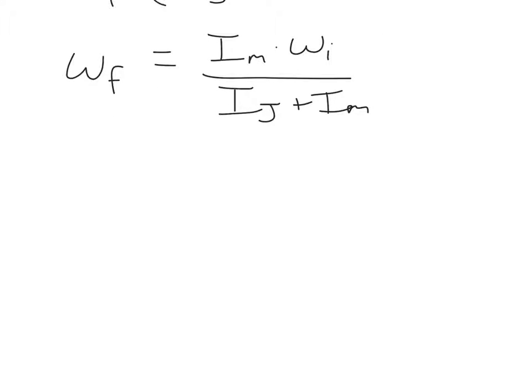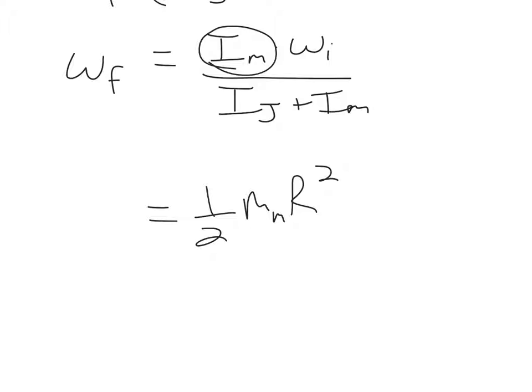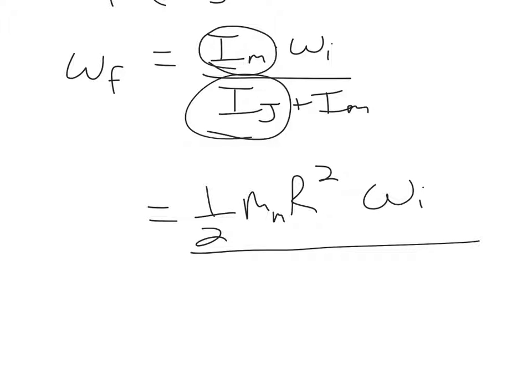The moment of inertia of a uniform disk is 1/2 mr squared. So what I'm going to do here is say that this is all equal to, on top, for the disk, which is the merry-go-round, 1/2 the mass of the merry-go-round times the radius of the merry-go-round squared times the initial angular velocity. And I'm dividing that by, well, a point particle, the moment of inertia of a point particle is just mr squared. So this will be the mass of Joey now times his radius squared.